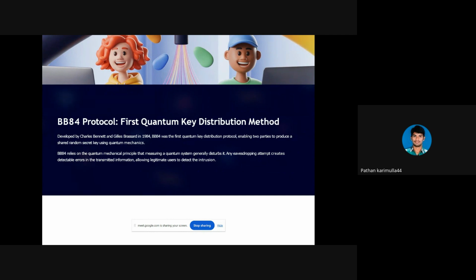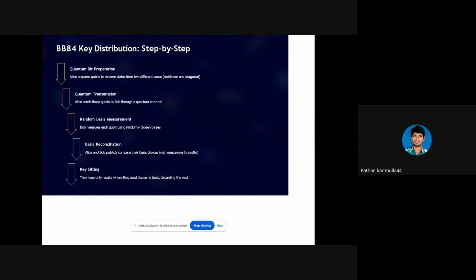The BB84 protocol is the first quantum key distribution method developed by Charles Bennett, and this we already discussed. The BB84 protocol is used to implement quantum key distribution. This is one of the methods to share the keys from source to destination securely. So BB84 key distribution step by step. This we already discussed.